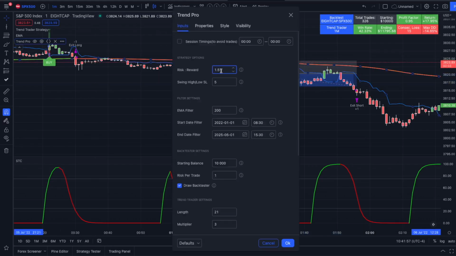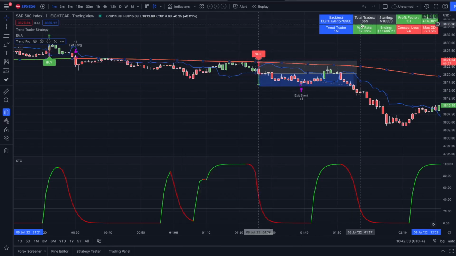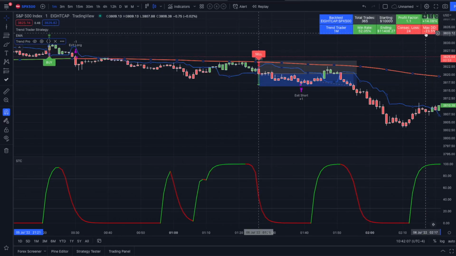Now, actually, in this video, he showed a 1-to-1 risk to reward. So we are going to use this same setting. And we see we increased our win rate already to 52%, but our drawdown is a lot higher because we're also closing more trades. Our profit factor was increased and our return was slightly decreased down to 14%.